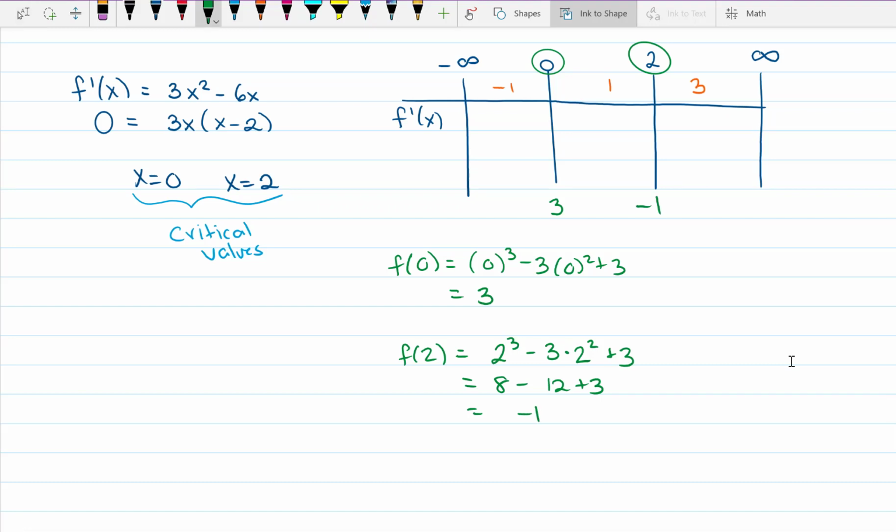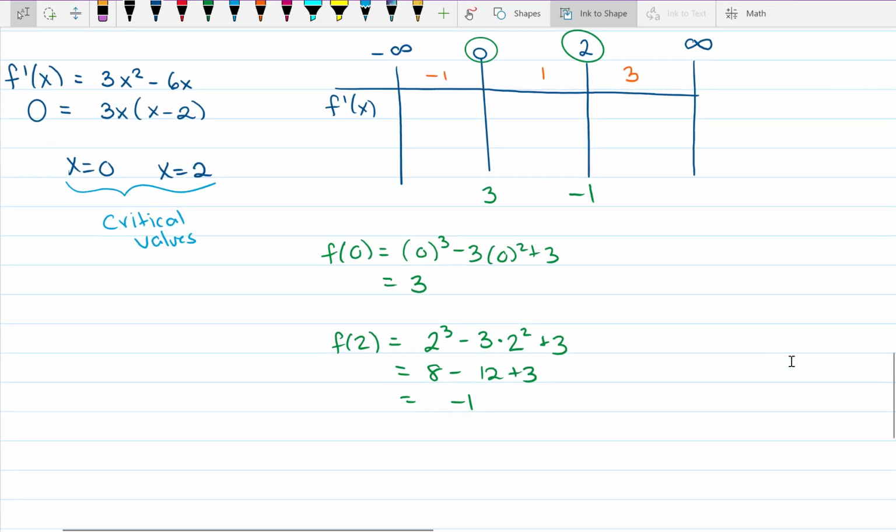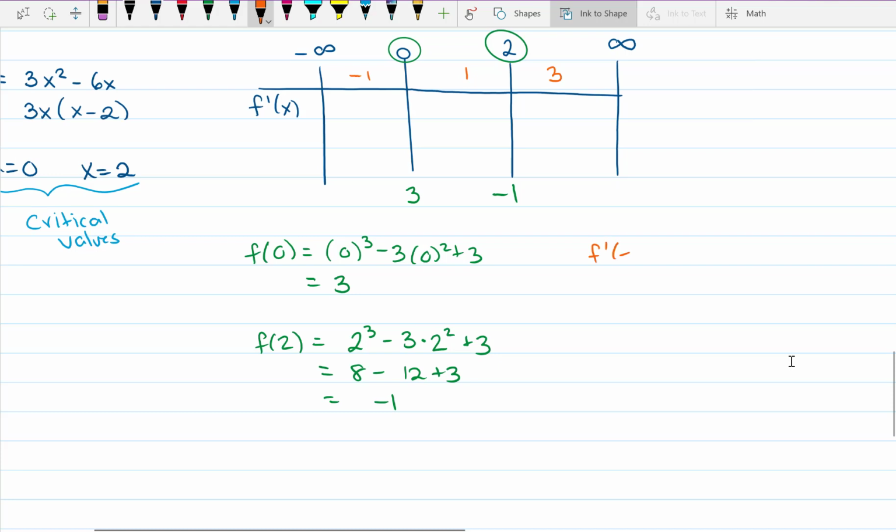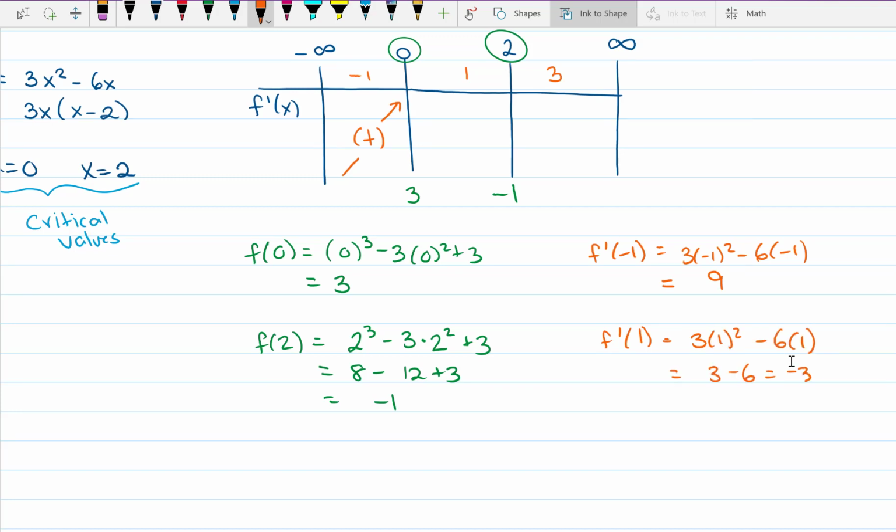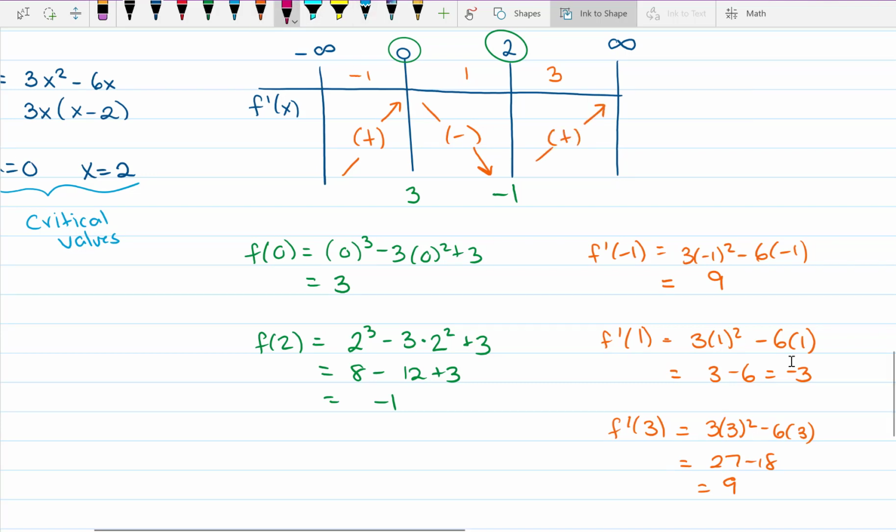negative 1. And now in the orange, I'm going to evaluate these in the derivative to determine increasing or decreasing. So f prime of negative 1 is going to be 3 times negative 1 squared minus 6 times negative 1, which gives me 9, a positive number. So this is increasing. Then f prime of 1 is 3 times 1 squared minus 6 times 1, which is 3 minus 6, which is negative 3. So this is negative, so it's decreasing. And then f prime of 3 is 3 times 3 squared minus 6 times 3, which is 27 minus 18, which is 9, again a positive number. So that tells me that this one right here is a max, and this one right here is a min.